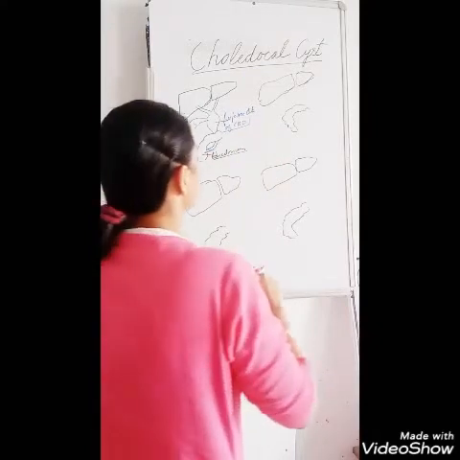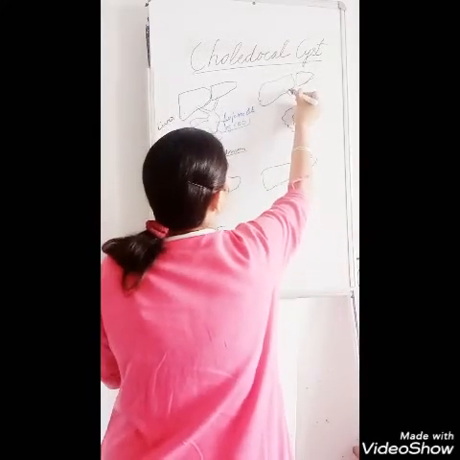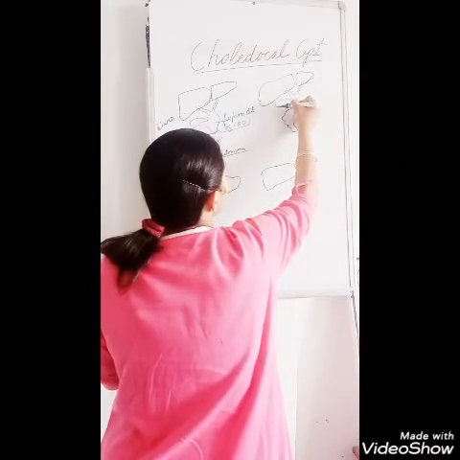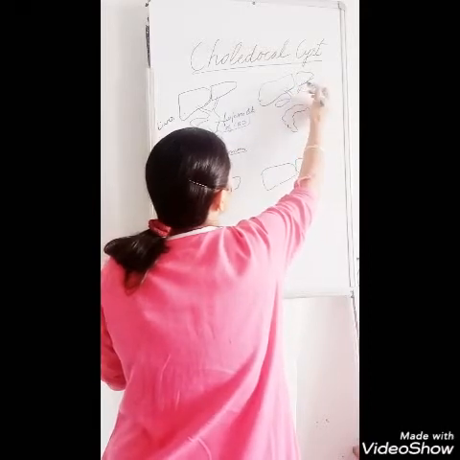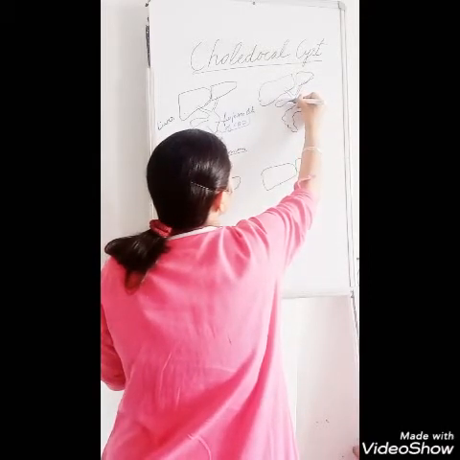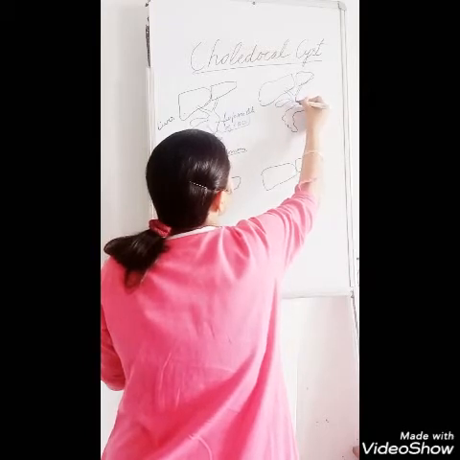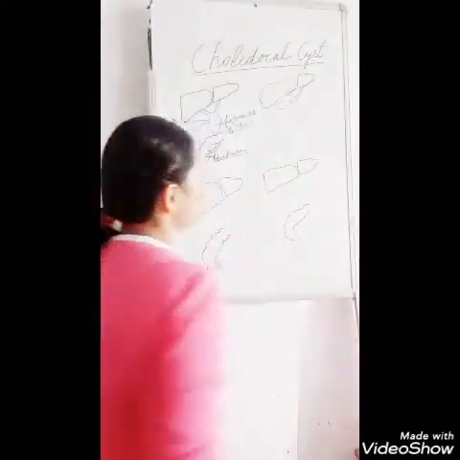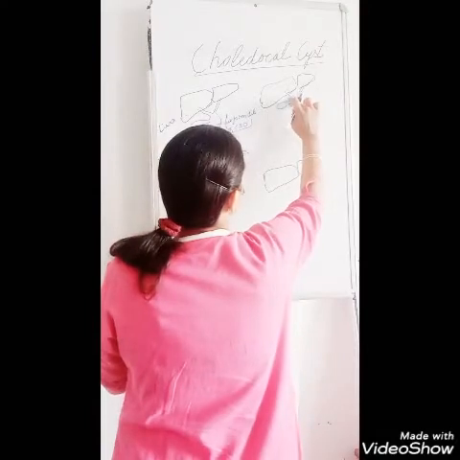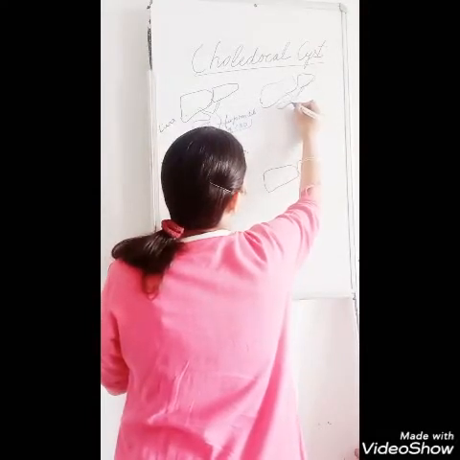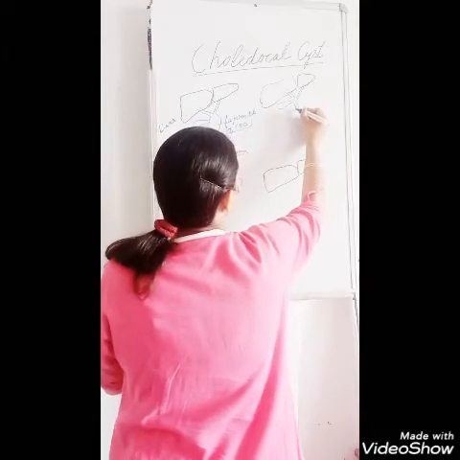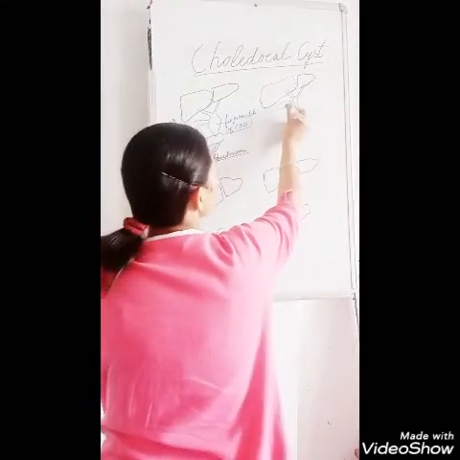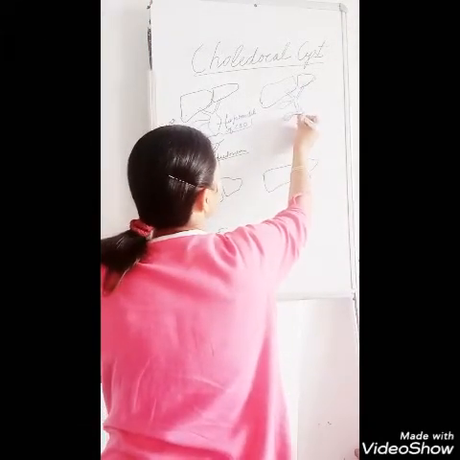Now in the second, see, this is the extrahepatic ducts and intrahepatic ducts. This is the common bile duct and gallbladder. Now here the diverticulum will be formed of the common bile duct. See, this is the gallbladder and here a diverticulum will be formed.